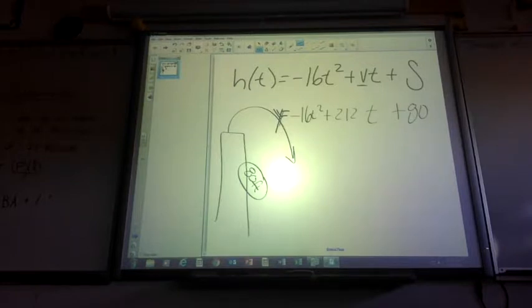Now, this is a starting point. This is a real equation. This is not, we didn't just make this up. We didn't say, oh, wouldn't it be cool if. This is real.